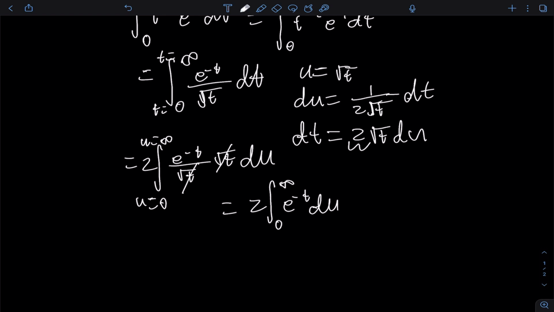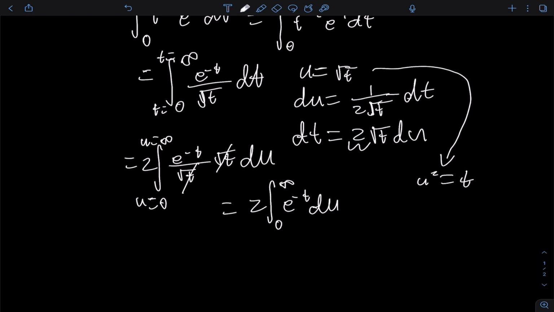However, the t is not invited in the u world. So what do we do about this? Well, we need to rearrange to solve for e to the negative t in the u world. So coming back from here, we know that u is the square root of t. So therefore, let's just square both sides here. We see that u squared is t.